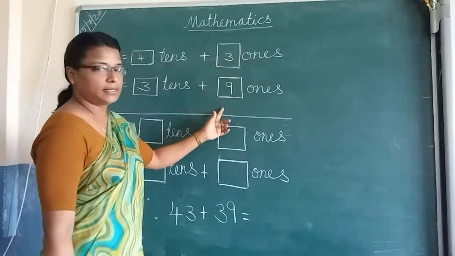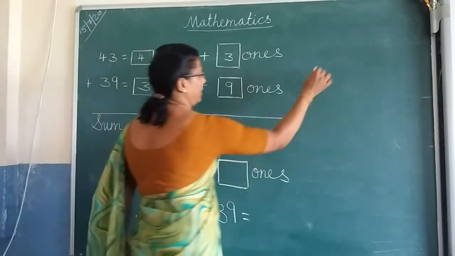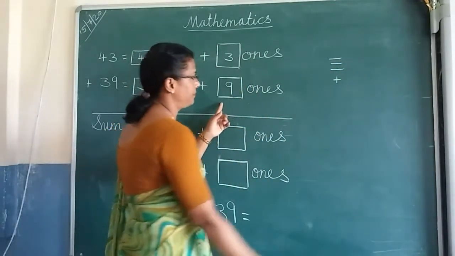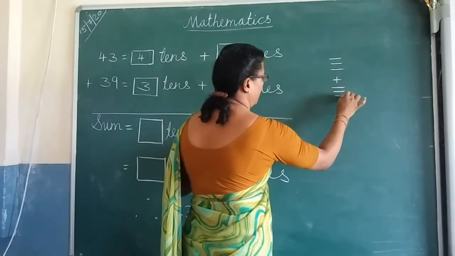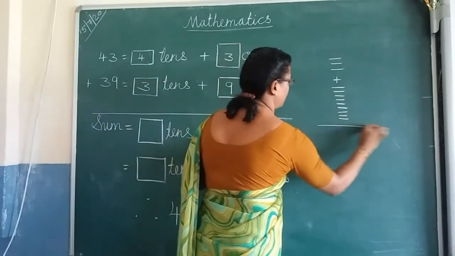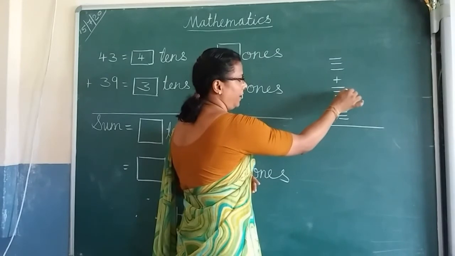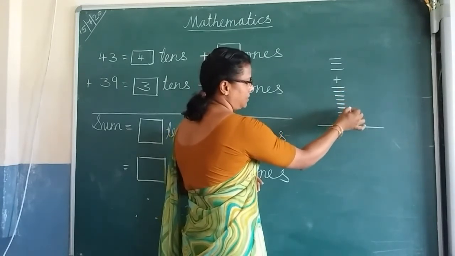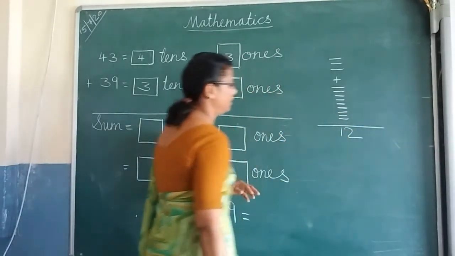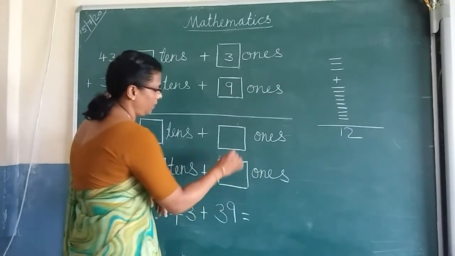We add the 1's place. 3 plus 9. Draw lines 1, 2, 3 plus 9. 1, 2, 3, 4, 5, 6, 7, 8, 9. Count this one. 1, 2, 3, 4, 5, 6, 7, 8, 9, 10, 11, 12. 12 ones. 12 ones we write in ones place.